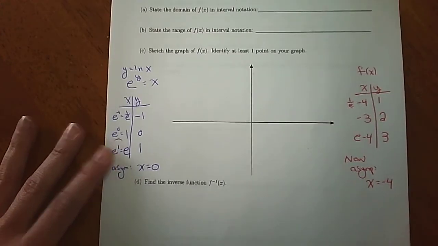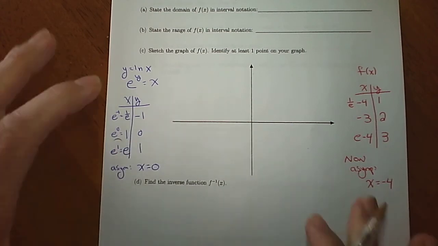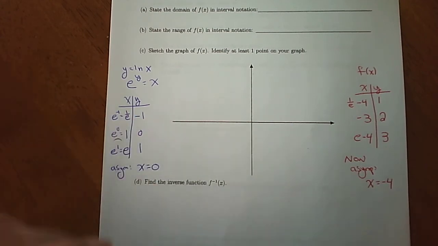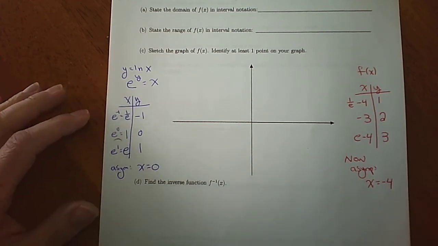All right, so now I'm going to graph that. Now I love graphing on non-graph paper for these, just because it's easier to put stuff in. I'm going to put x equals negative 4. So let's see if I can put that in here.